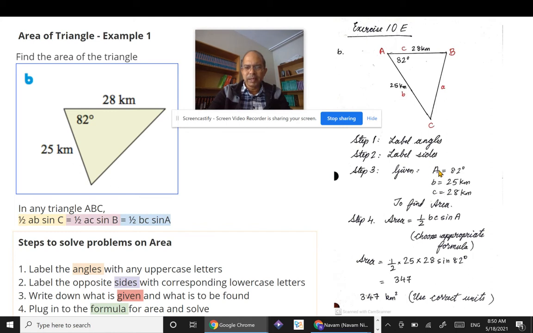For example, here you're given A and then small lowercase b and c. So you can use the formula area is half bc sine A. You choose the appropriate formula. Plug into the formula and solve as one shot with the calculator. In this case, you get 347. Use the appropriate units with the square on the unit to indicate area. So 347 kilometers squared in this particular case.